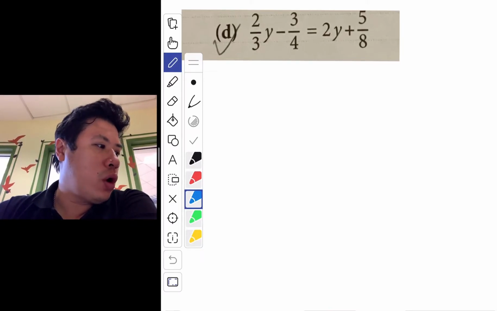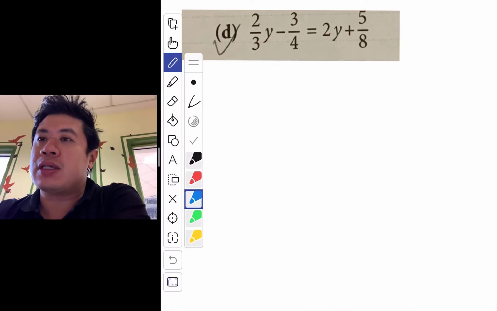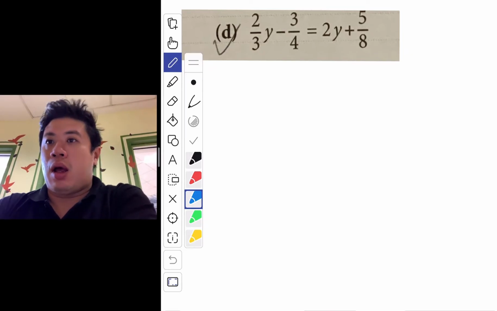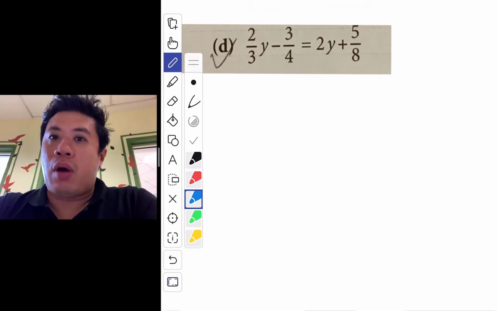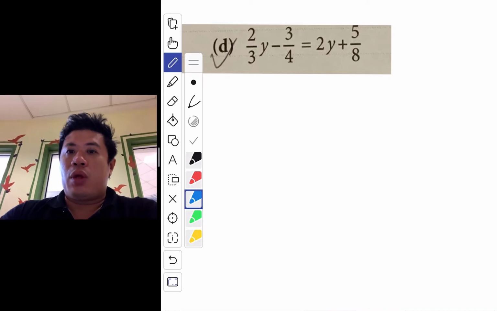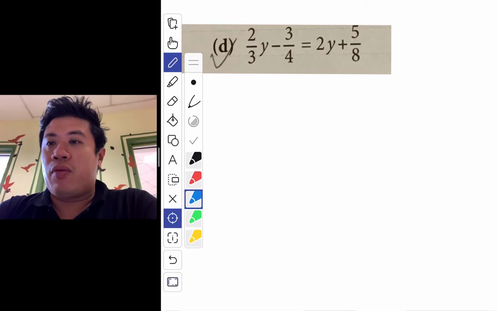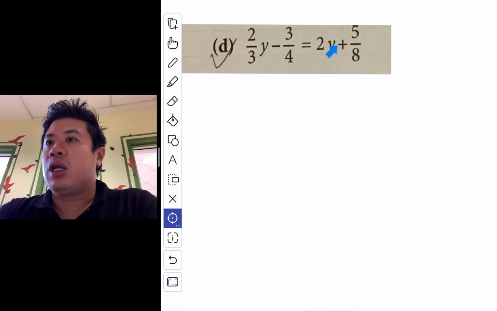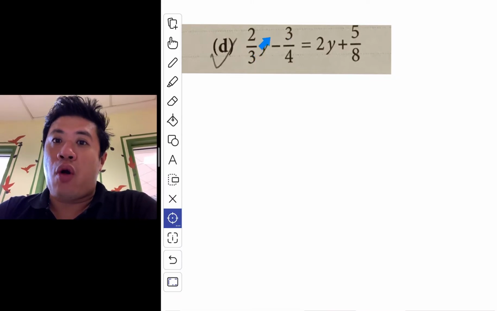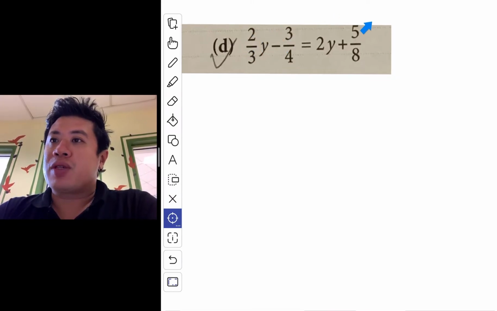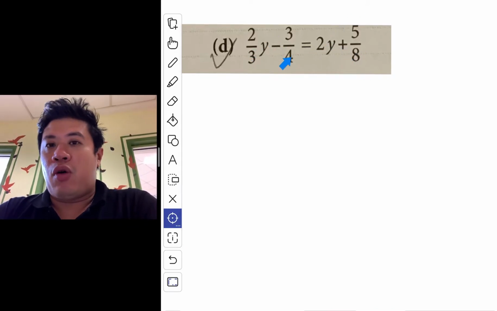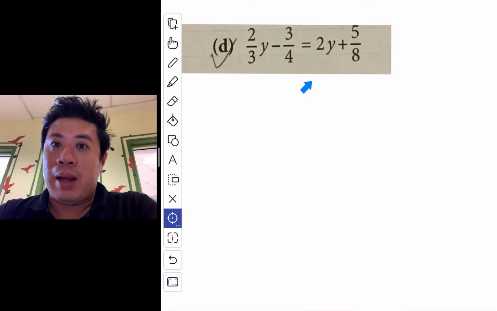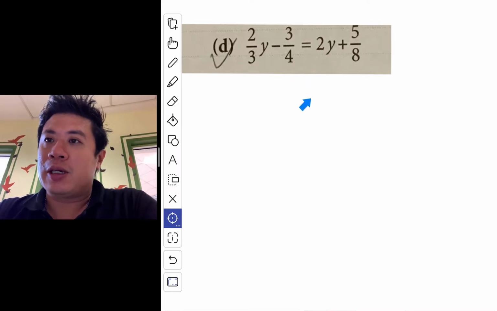Exercise 5A, question 6 delta, cell 6D. Okay, so for this question, again, we have a linear equation with a fractional coefficient. The coefficient for y is 2/3 and 2 here. So again, we're going to try to convert or pack both sides into one fraction before we can cross multiply or multiply by the LCM of the denominator.